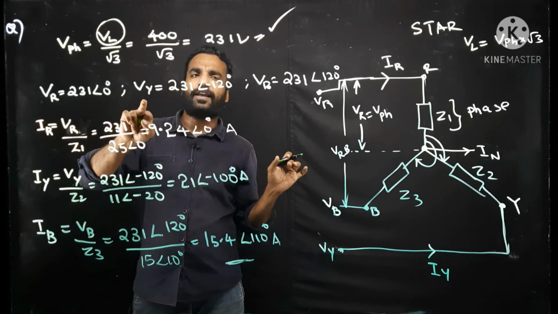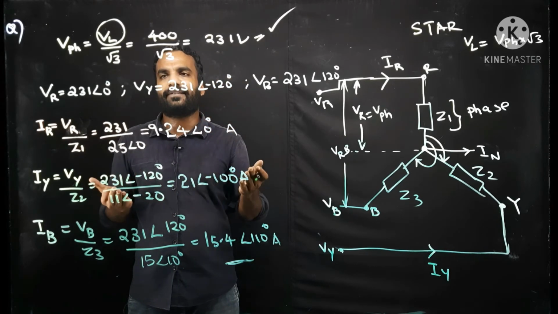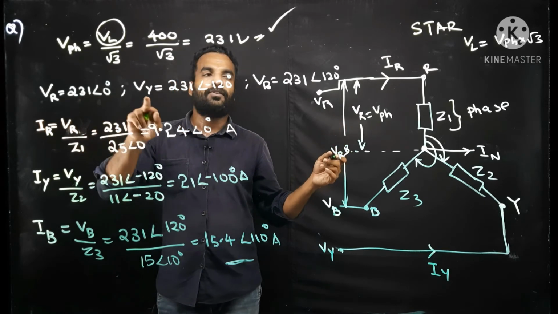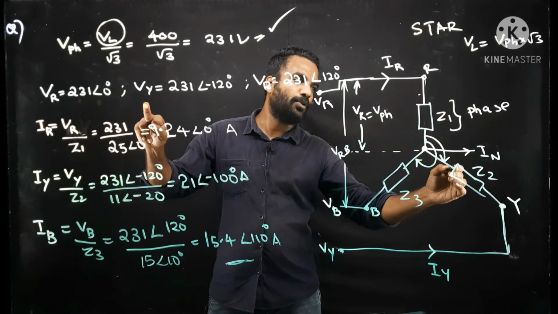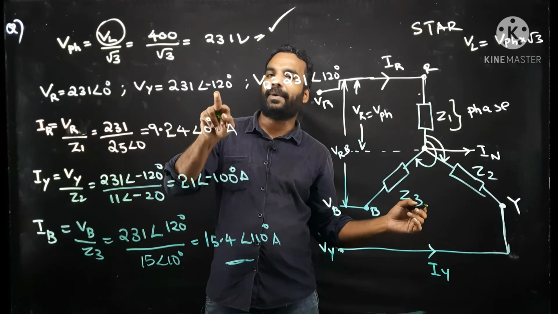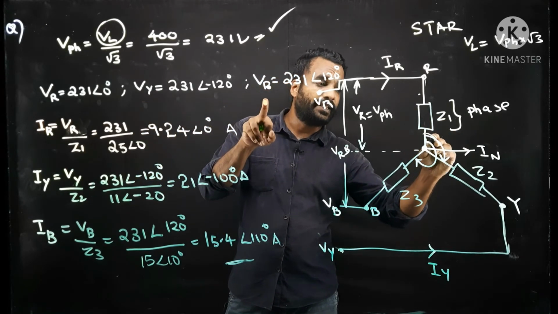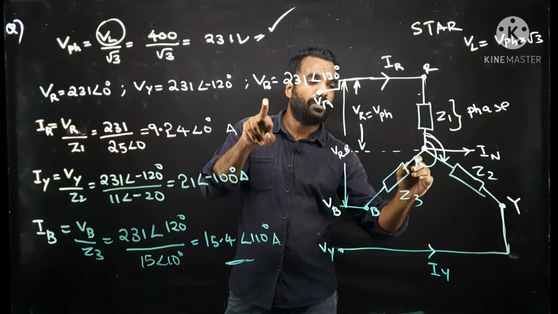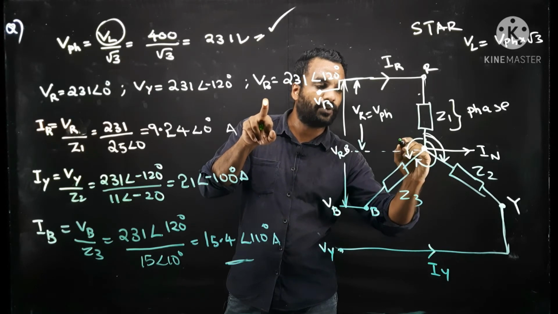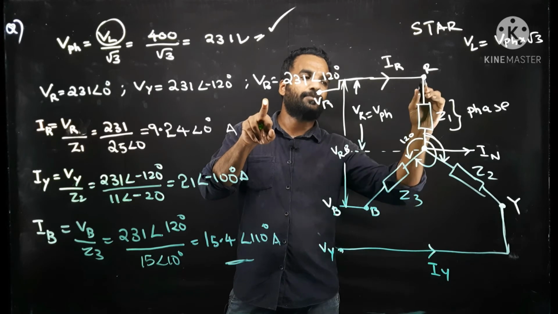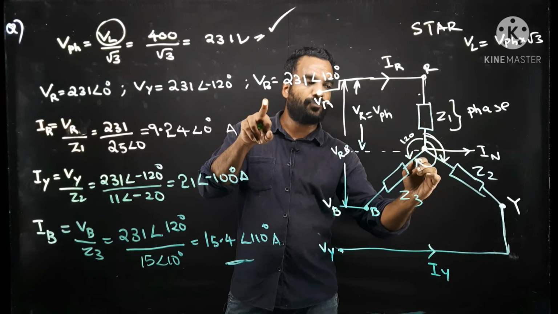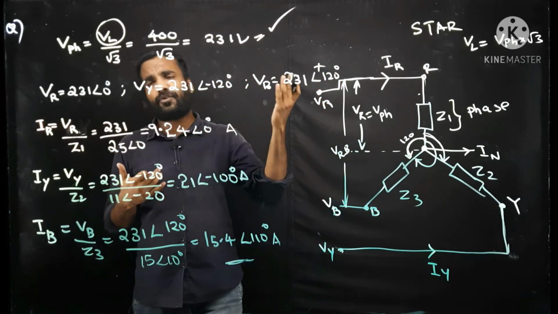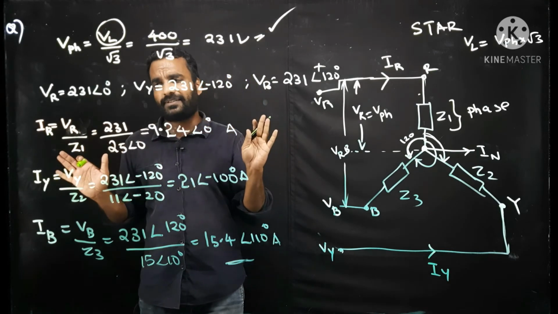Then for R phase, Y phase, B phase, how can we make it? We have to add the angle. For R phase, it is 231 angle 0. For Y phase, 120 degrees clockwise from R to Y, it is 231 angle minus 120. For B phase, it is 240 degrees clockwise, minus 240, or minus 240 is equivalent to plus 120. Is it correct? With respect to R, B is either minus 240 or plus 120. So here I am taking plus 120. If you want, you can take minus 240 also. All the answers will be the same.